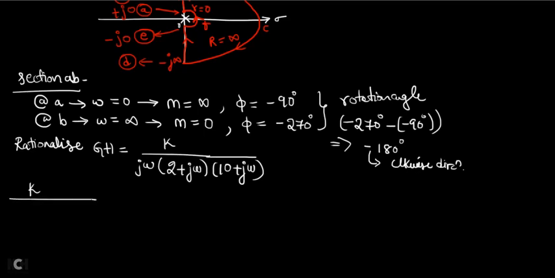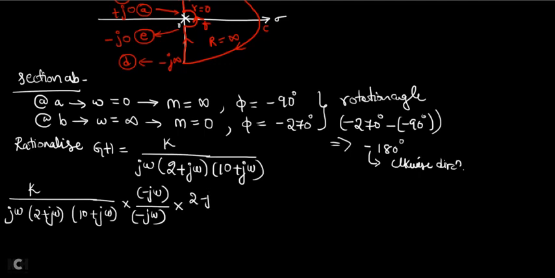So once again I'll write here 2 plus j omega, 10 plus j omega, multiply and divide by minus j omega. Correct, no? In the denominator you have plus j omega, so I should divide and multiply by minus j omega. That is the meaning of rationalizing. Again, in the denominator 2 plus j omega, so divide and multiply by 2 minus j omega. And there is one more term in the denominator, 10 plus j omega. Divide and multiply by the complex conjugate, 10 minus j omega.